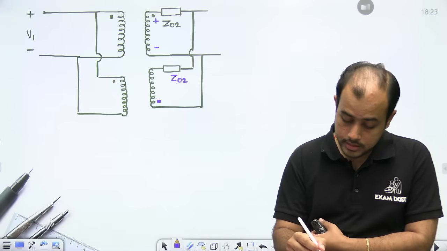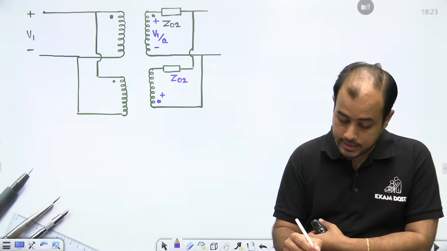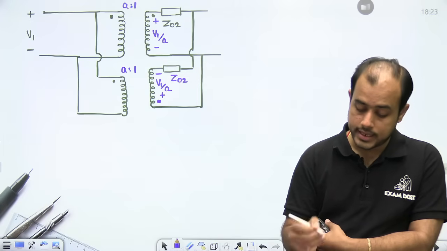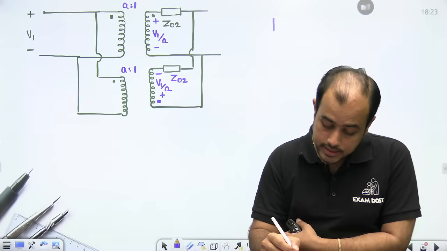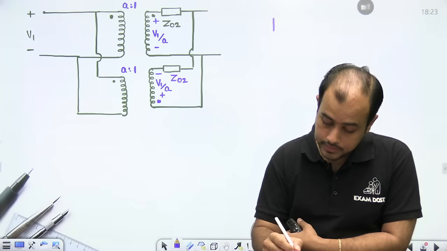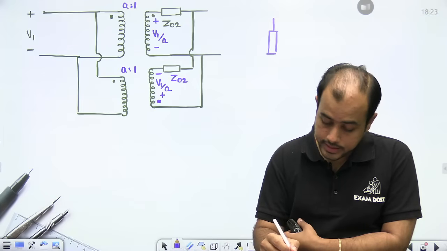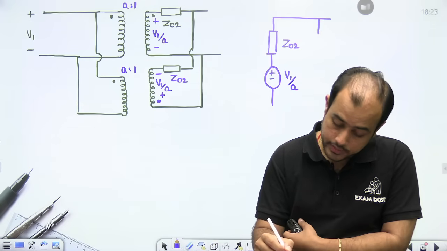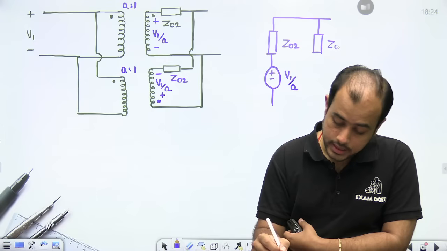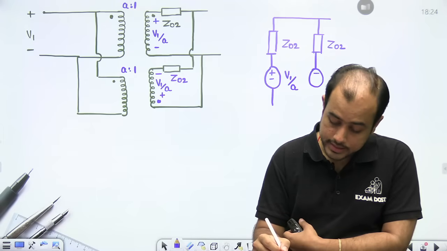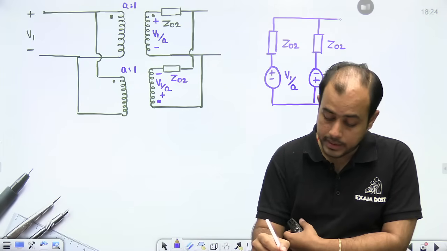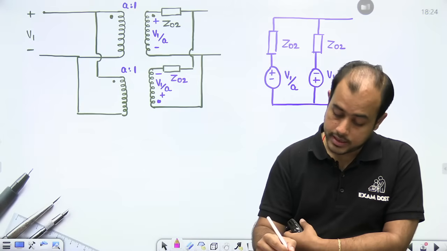So if this is V1, suppose V1 by A, but here I am connecting positive to negative and negative to positive. Now if you see the circuit on the secondary, one voltage is like this, the other will have opposite polarity. Now beta, under parallel connection, if the polarities are not the same, there will be a current between the two sources.